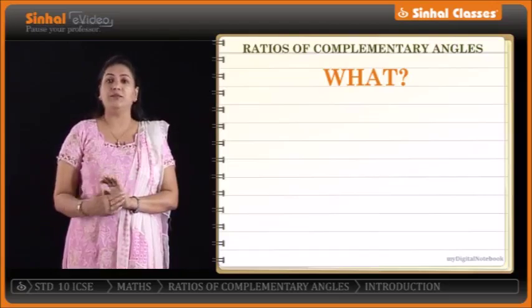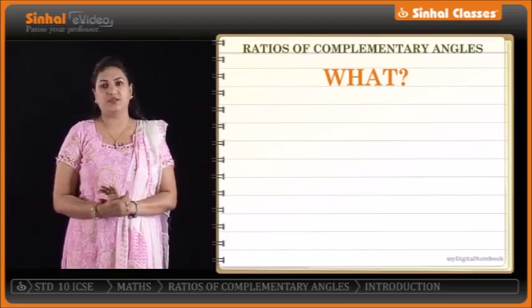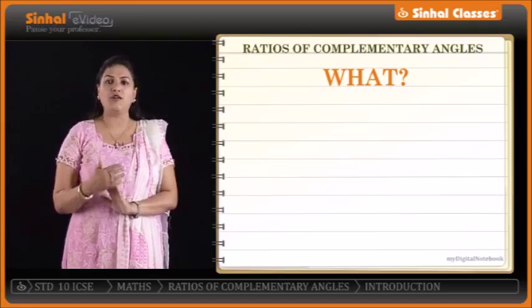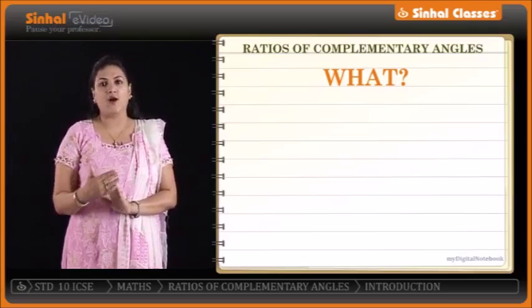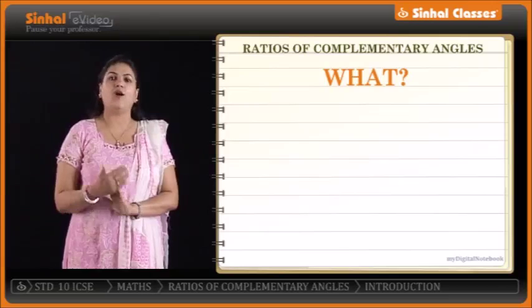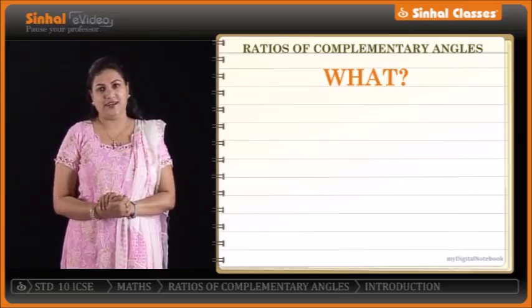Now what do we mean by ratios here? Here, ratios means the trigonometric ratios. So we want the trigonometric ratios of complementary angles, that is sine, cos, tan, cosec, sec and cot of theta and its complement 90 minus theta.